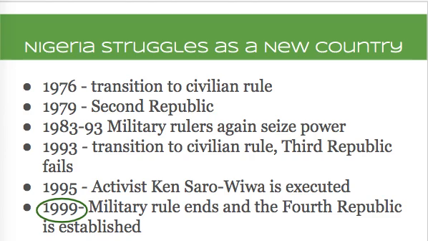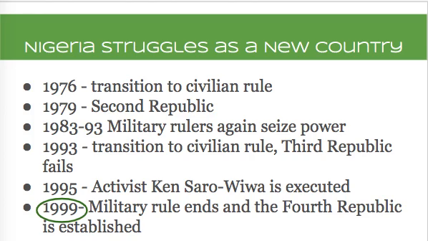In 1993, they had a transition to civilian rule, again with the Third Republic, but the Third Republic fails. During military rule, activist Ken Saro-Wiwa is executed. And the reason why I want to note this is because he is a vocal critic of the regime, but also of Shell Oil. And frequently on the test, they like to ask about his murder by the state. And in part, this idea of being able to criticize the government and allowing people to voice dissent and not actually murder them by the part of the state is an important test as to whether or not your democracy is successful. Because a key part of a democracy is that you allow people to actually voice displeasure.